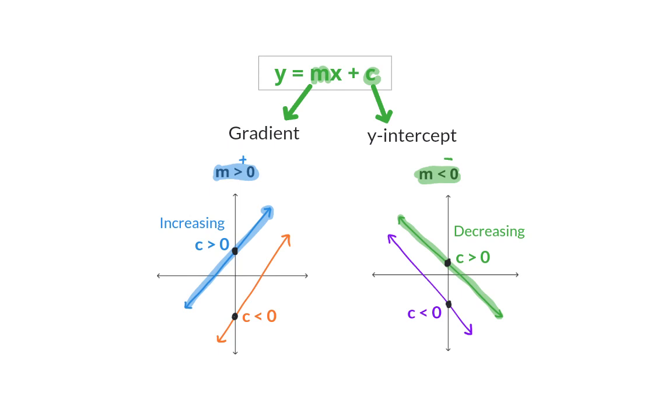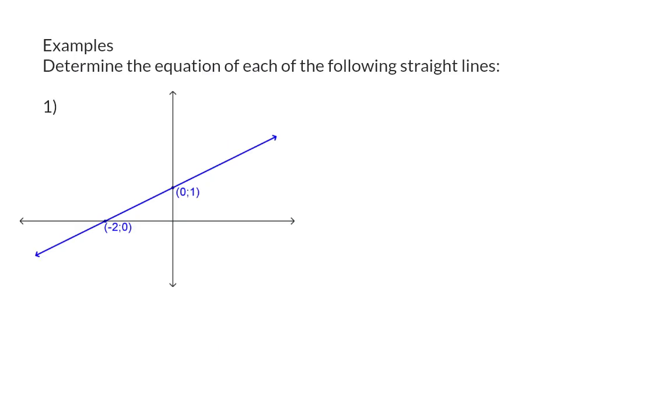But to determine the specific values, we need points or coordinates on the graph. Here we now have examples where extra information is given on the sketch, and we are asked to determine the equation of each of the straight lines.